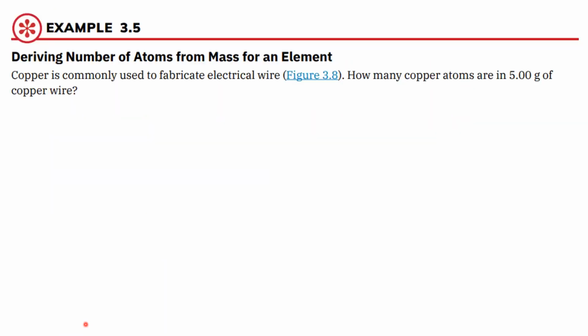And then with this one, if you want to practice with any of these, just make sure, as always, you pause the video. Just give yourself a chance, because I'm just going to kind of go through a lot of these examples. But with this one, now we're looking at copper, which is commonly used to fabricate electrical wire.